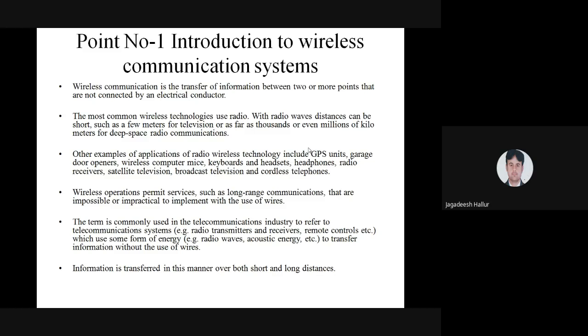You have to transfer the information through wireless for shorter distance communication and for longer distance communication also. The information is transferred in this manner over both short and long distances.